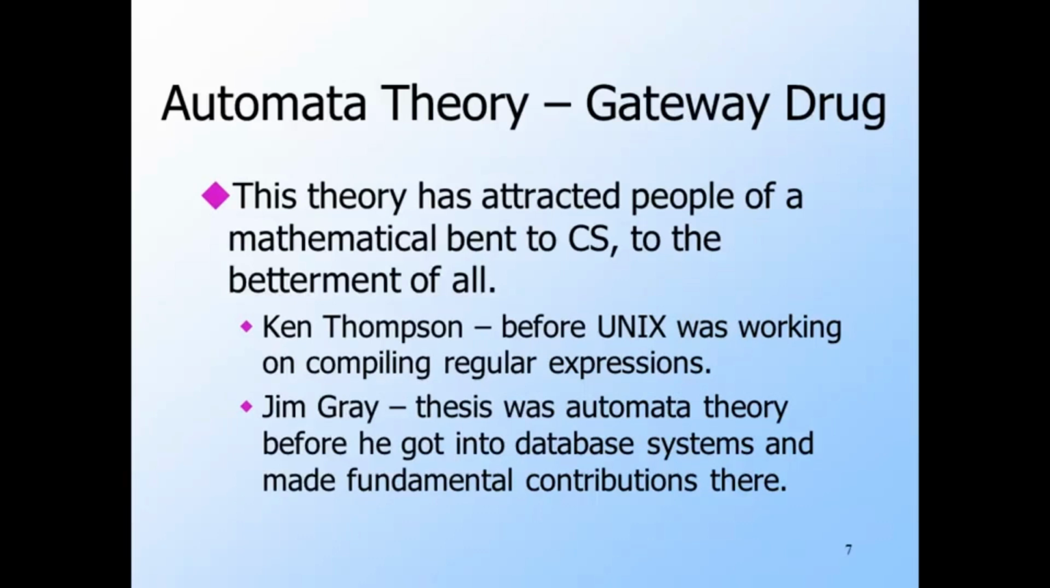What is interesting is that Gray told me quite a bit later that he decided to become a computer scientist because automata theory intrigued him. Only later did he switch into database systems, and I believe that the experience he got dealing formally with automata made him more capable as a designer of several very innovative systems.